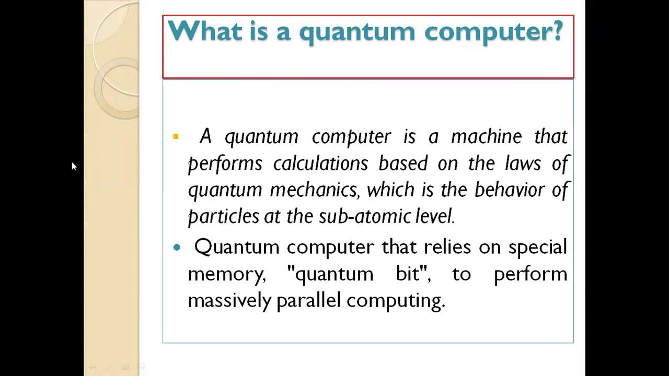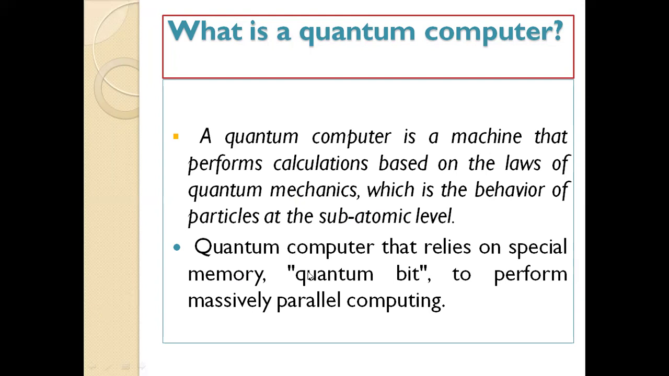Now, how exactly does quantum computing differ from our traditional computing? That is the main point of discussion here. A quantum computer relies on a special memory known as the quantum bit to perform massively parallel computing. So you just got the answer. The first term I told you is subatomic level, not atomic level. Here we are specifying subatomic level.